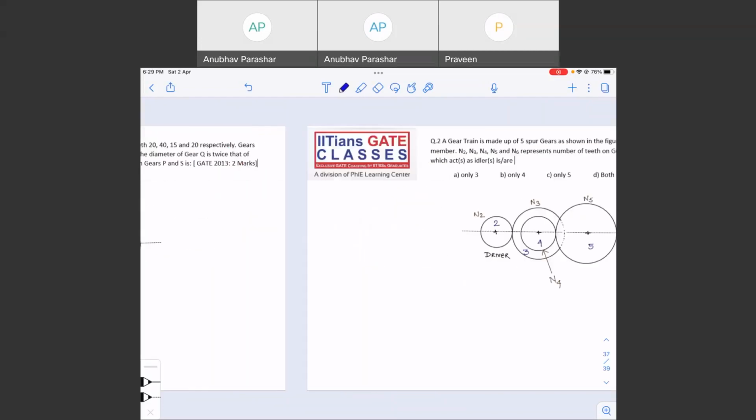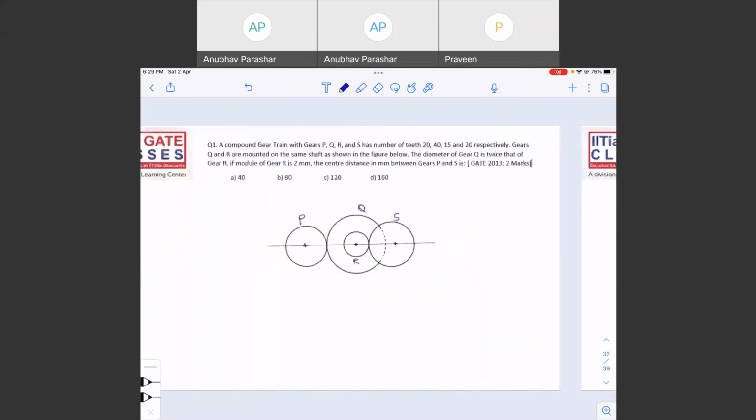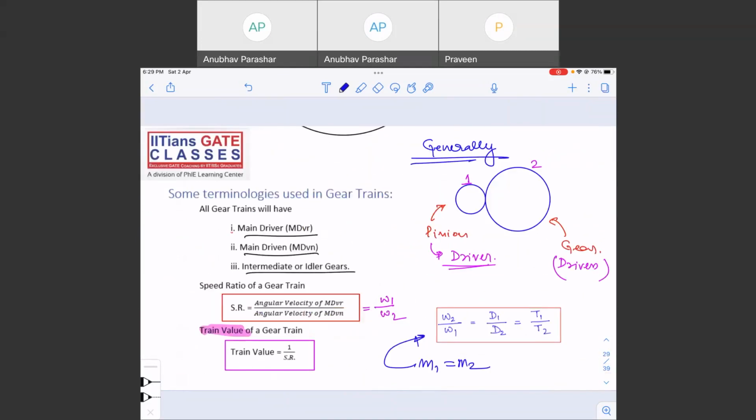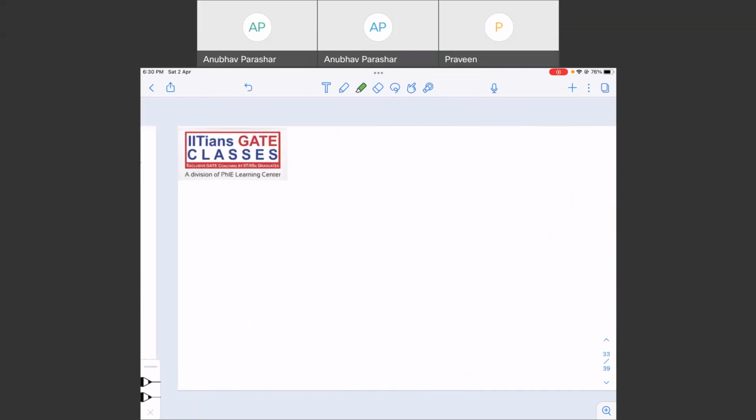Just remember this formula, or I'll write it down for you. The whole question will be solved with this formula. Write this formula again and again. Omega 1 by omega 2, in place of omega I can also write N, no issue, is equal to omega 2 by omega 1 is equal to d1 by d2 is equal to t1 by t2. This is the formula for all the gear trains. Rest are easy. If you know this, then there is not much problem. Okay, let us see how to solve it then.